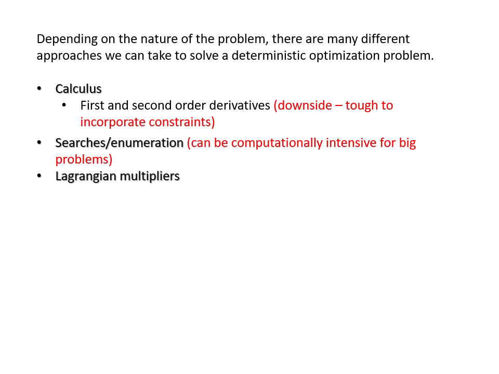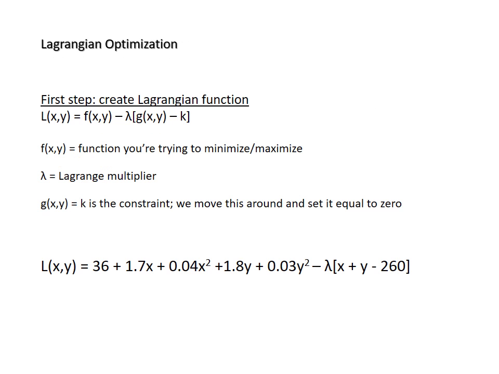Another option is Lagrangian optimization. Lagrangian optimization is pretty straightforward. It provides a way to either find the minimum or the maximum of a function. And I'm going to walk you through one example applied to this problem of minimizing the cost of producing 260 units at these two factories. So the general setup is shown at the top.